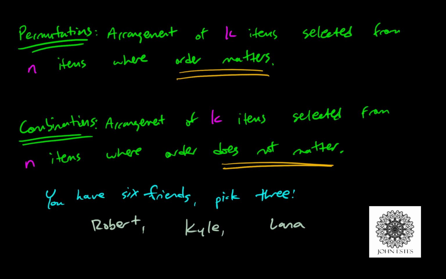Then that's a combination. However, let's say that I wanted to arrange them by who's my favorite, or who told the funniest joke, or who won the contest, and I arrange them like this: 1 Robert, 2 Lana, 3 Kyle. Now all of a sudden I'm talking about a permutation. So if the order matters, you're talking about a permutation. If the order does not matter, you're talking about combination. Now for notation, typically a permutation, you could see it written like this, and that's saying that we have n items and we're selecting k from them. And the mathematical formula for this is going to be n factorial over n minus k factorial.